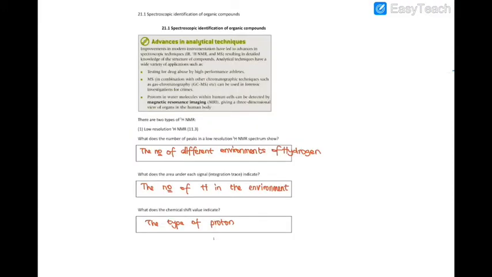Hi everyone, let's look at high resolution H NMR. Before you watch this video, make sure you have already learned about low resolution H NMR.